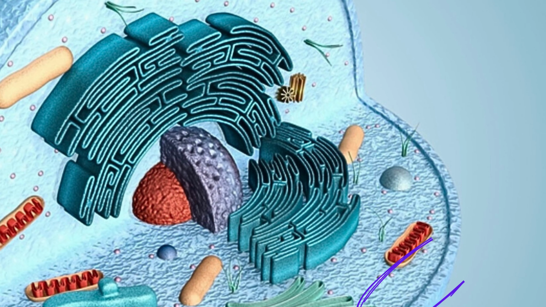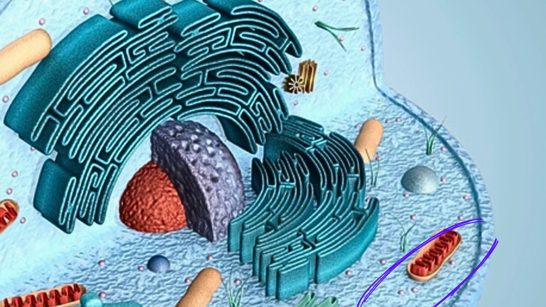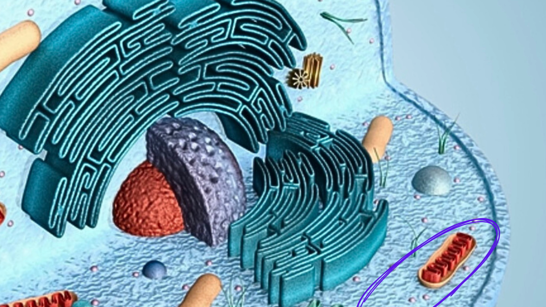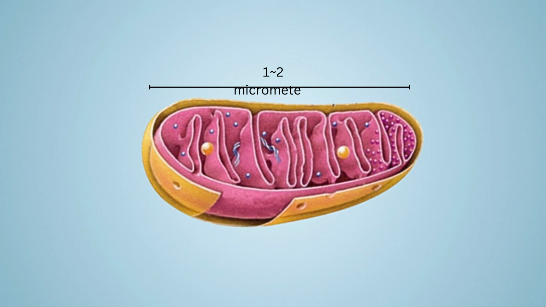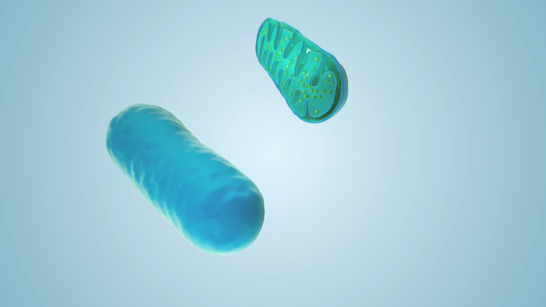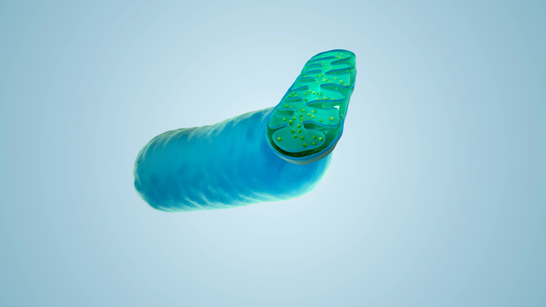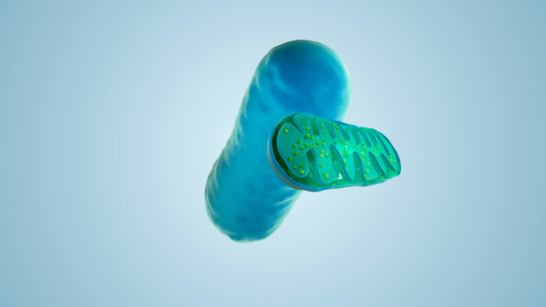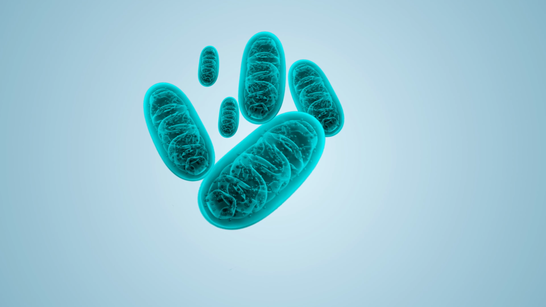The mitochondria, one of the most vital organelles inside the cytoplasm of the cell, is sized from 1 to 2 micrometers long and 0.1 to 0.5 micrometers wide. It is round to oval in shape. Sometimes some scientists term its shape as ovoid.